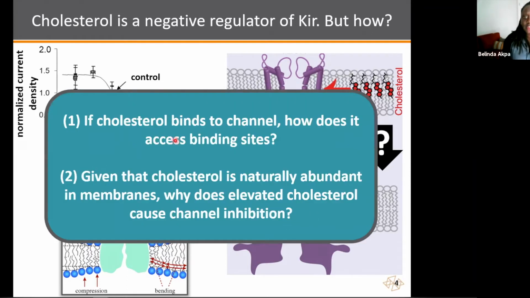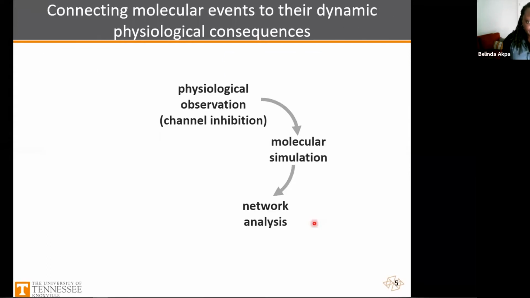So if cholesterol binds to the channel, how is it getting there from the membrane? And given that it's naturally in the membrane, what is it about increasing the concentration of cholesterol in the membrane that suddenly starts to impact the function of the channel, whereas it did not under normal conditions? Those are the questions that we wanted to address.